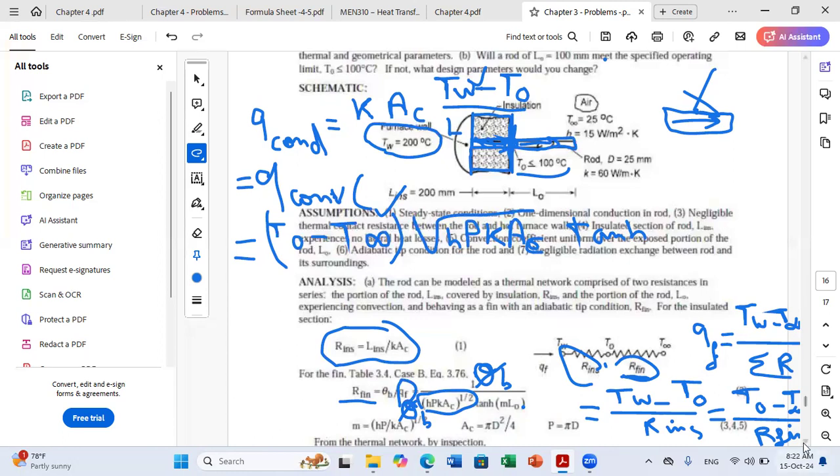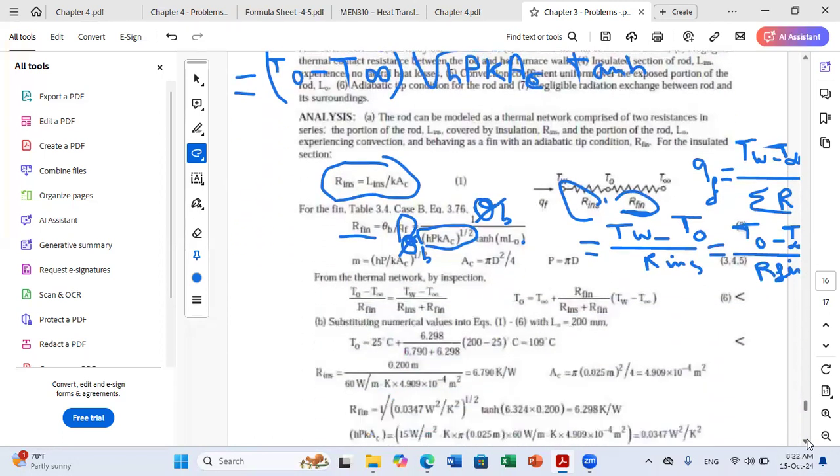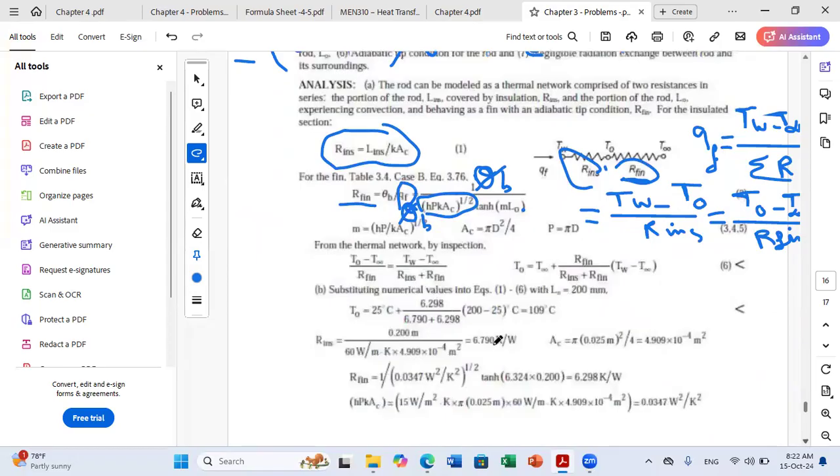if we do the calculation for the given values, we get that T0 is 109 degrees. This means that we didn't meet the expectation. We want T0 to be smaller than 100. And they are asking us what can be the strategies to have a lower temperature at this level.